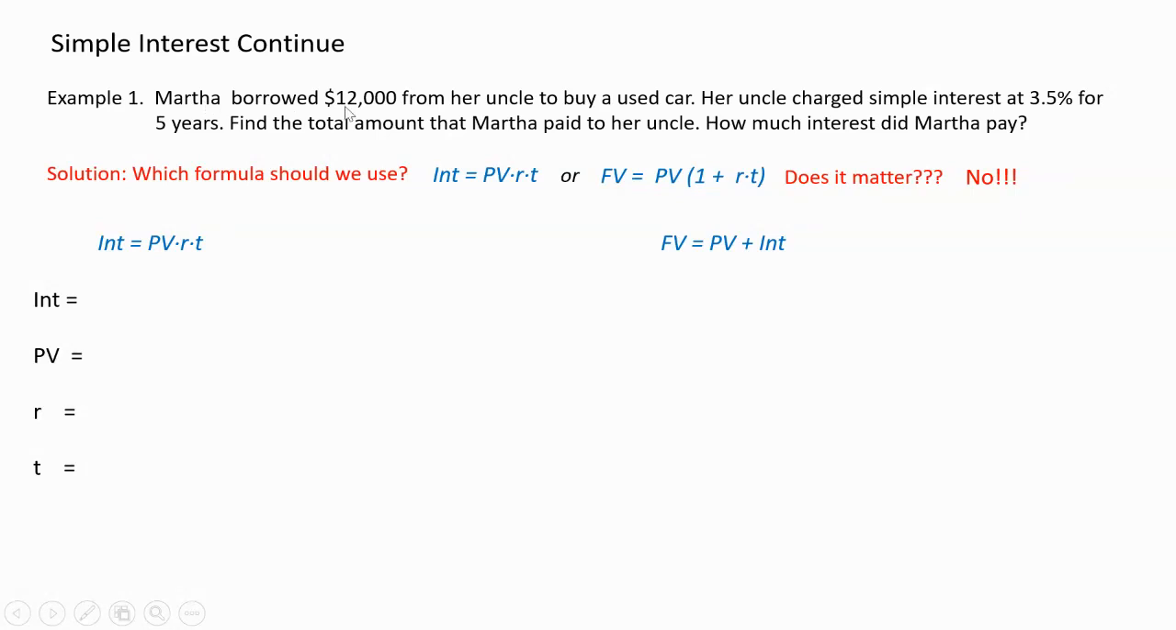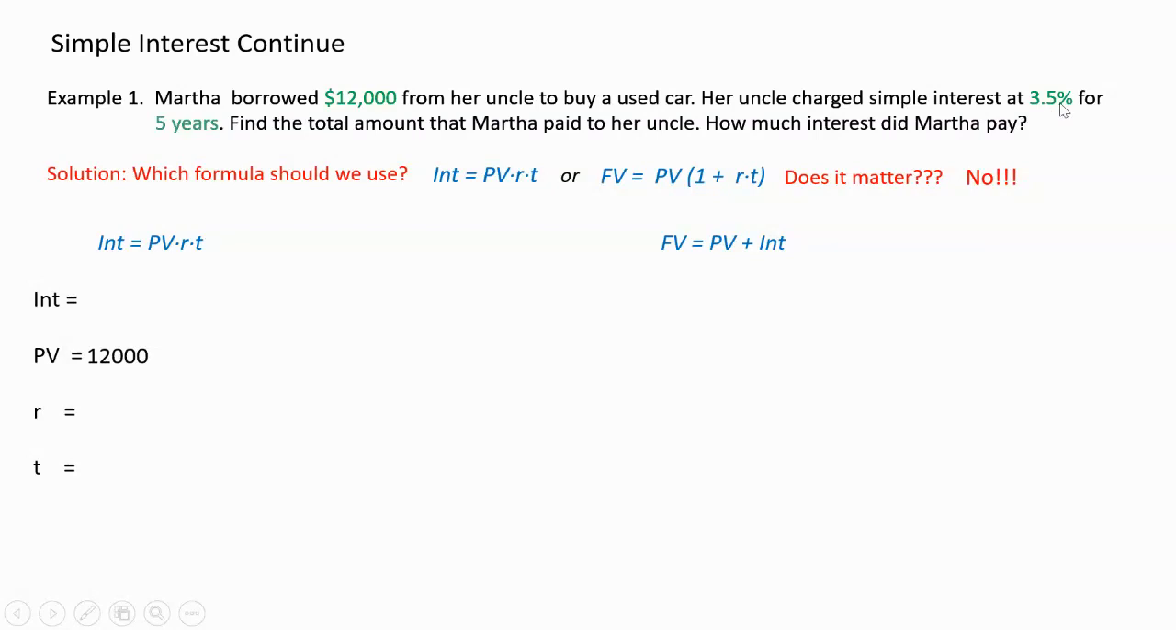Okay, now it says here, Martha borrowed $12,000 from her uncle to buy a used car. Her uncle charged simple interest at 3.5% for 5 years. Find the total amount that Martha paid. So we're looking for the future value and also for the interest. So for the interest, this is the amount that Martha borrowed, which is $12,000. So that's the present value.